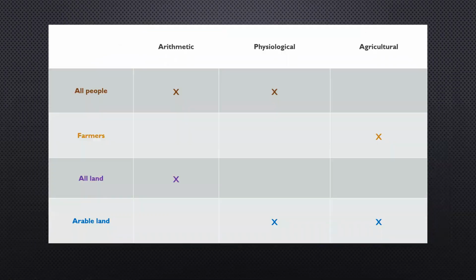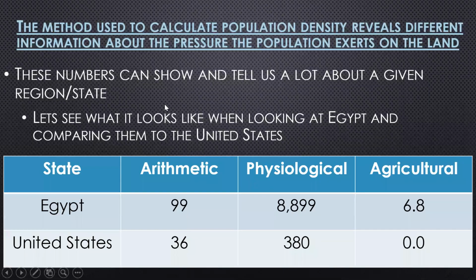All right. So here you go, a little quick summary of these three. Arithmetic density calculates all people, all land. Physiological density calculates all people and arable land. And agricultural density calculates farmers and arable land. Okay. So the method used to calculate population density reveals different information about the pressure the population exerts on the land.